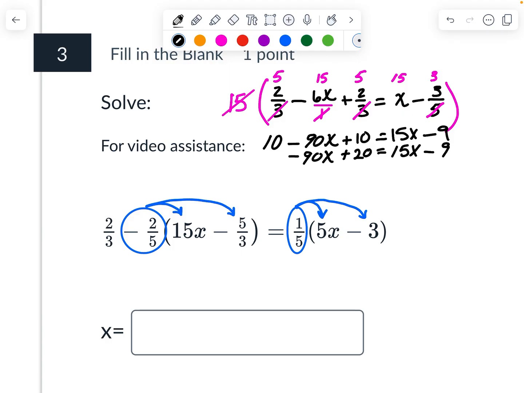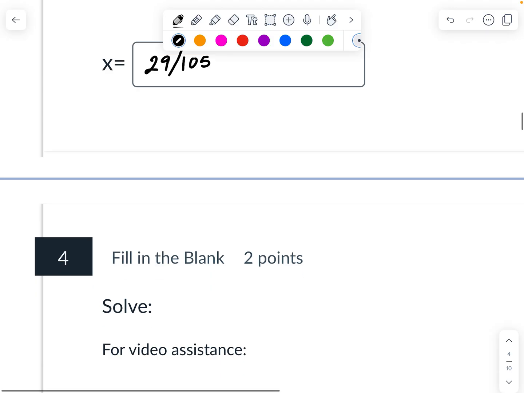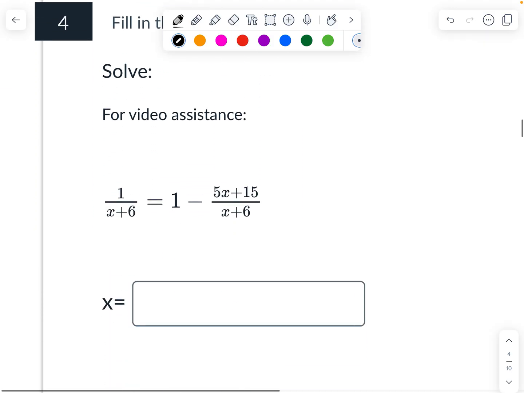Combine like terms, I have 105x equals 29. And that gives me 29/105 equals x. So I'm going to go 29/105. And is that it for these? Nope, we got another. Let's do another.